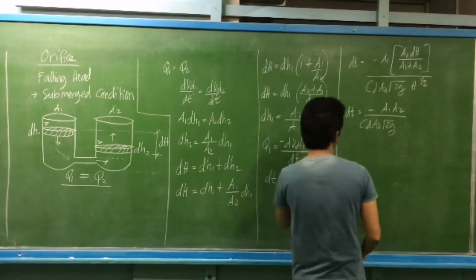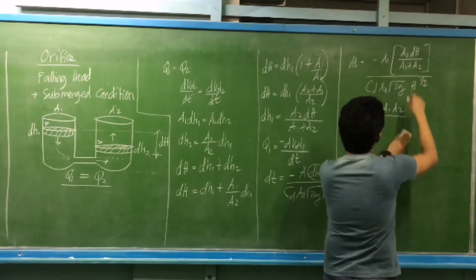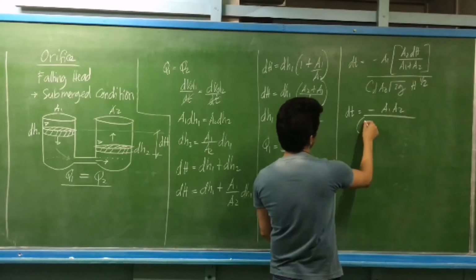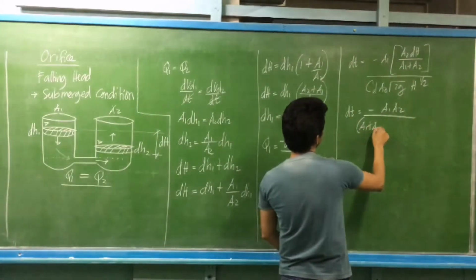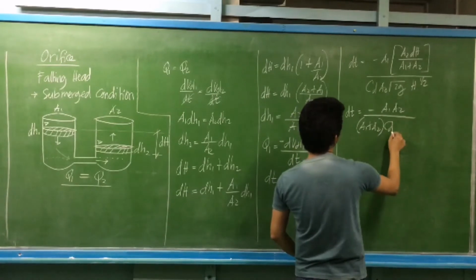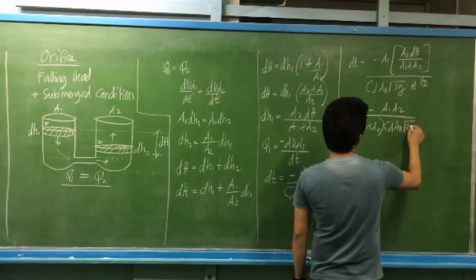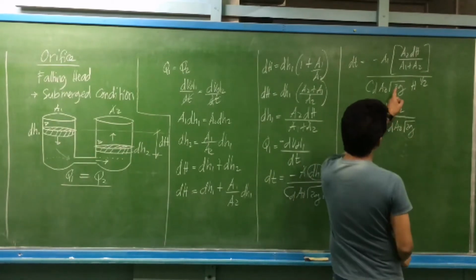Okay, I'll put this first. So this is area 1, area 2, divided by area 1 plus area 2, C sub D, area of the orifice, the square root of 2G. That's it.